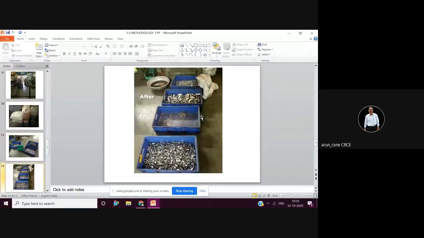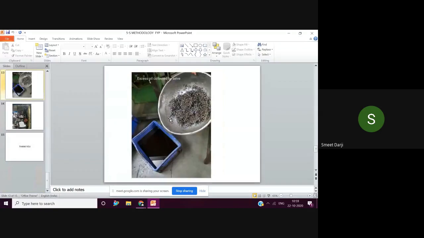So this is how, you know, before and afters. So you have to have a trace, you have to have proper bins. Then even sometimes the oil, excess oil, that also can be collected by proper sieving, and that excess oil can be disposed of, or it can be recycled also. So this is what your 5S is.